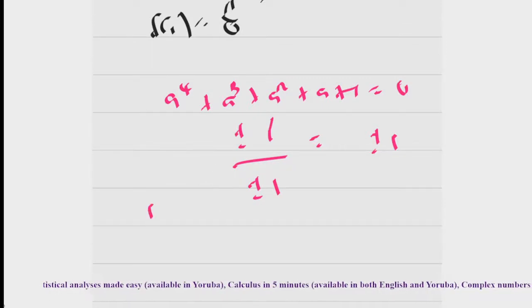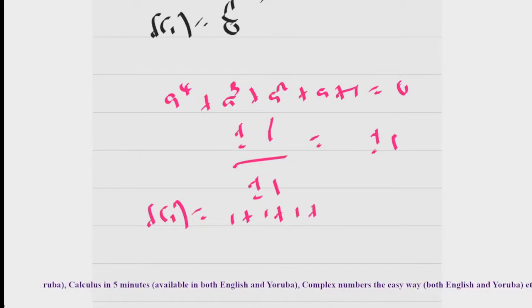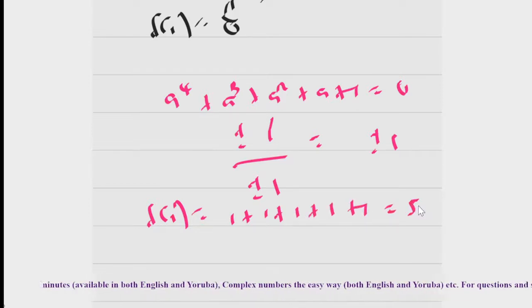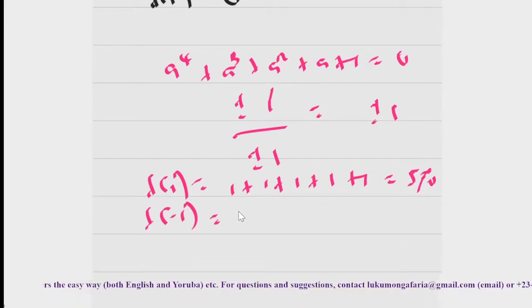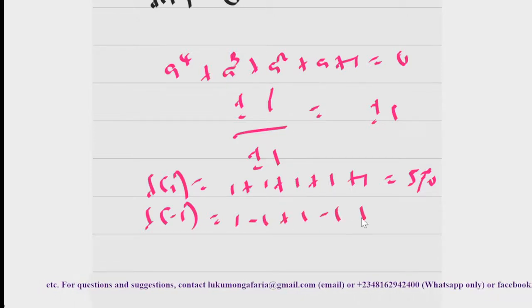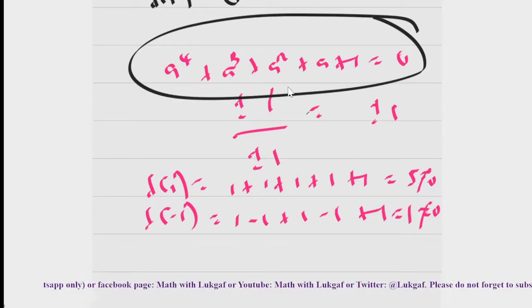Is 1 a factor? Let us find f of 1. This is going to be 1 plus 1 plus 1 plus 1 plus 1. That is 5, which is not equal to 0. It is not a factor. Likewise, we find f of minus 1. So then this is going to give me 1 minus 1 plus 1 minus 1 plus 1. This is 1, which is also not equal to 0. It means this polynomial does not have a rational root. I hope you understand now.